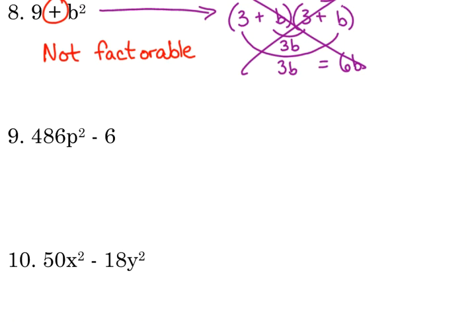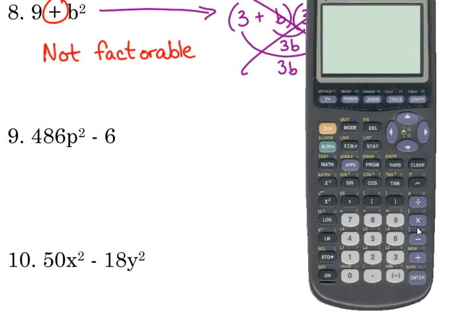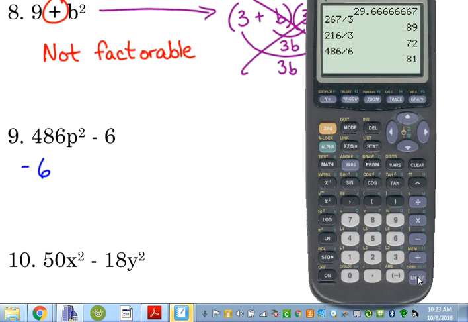Okay, let's look at number 9. 486p squared minus 6. Now, we got two terms, we got a minus sign in between, but 486 and 6 are not perfect squares. They're not on our list of perfect squares over here. We cannot square a whole number and get 486 and 6. So that means we must start with a GCF. I would think that it's 6. Is 486 divisible by 6? It is. Okay, so if we start by taking out a 6, we're left with 81p squared minus 1.